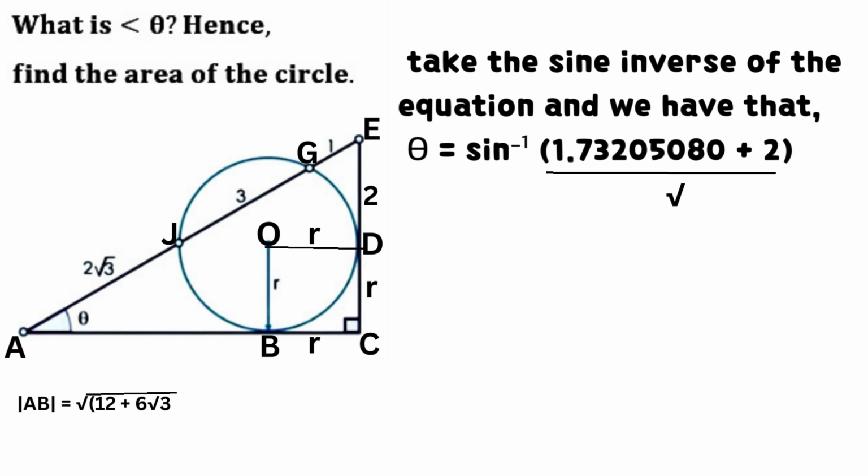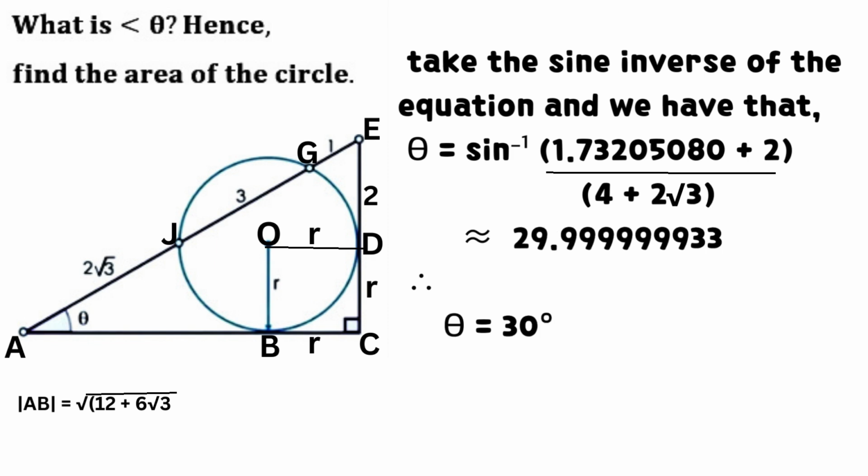Take the sine inverse of the equation, and we have that theta equals the sine inverse of the sum of 1.73205080 and 2, all divided by the sum of 4 and 2 times the square root of 3, which is approximately equal to 29.999999933 degrees. Therefore, theta equals 30 degrees to 2 significant figures.